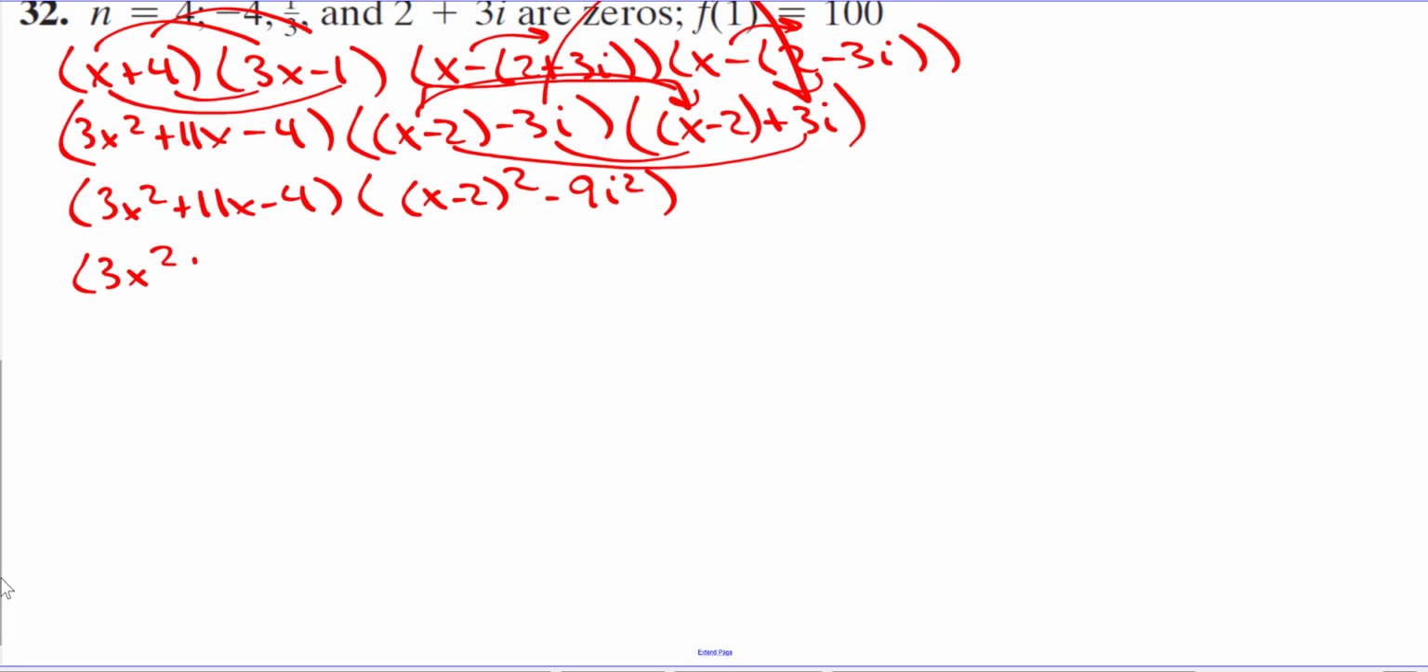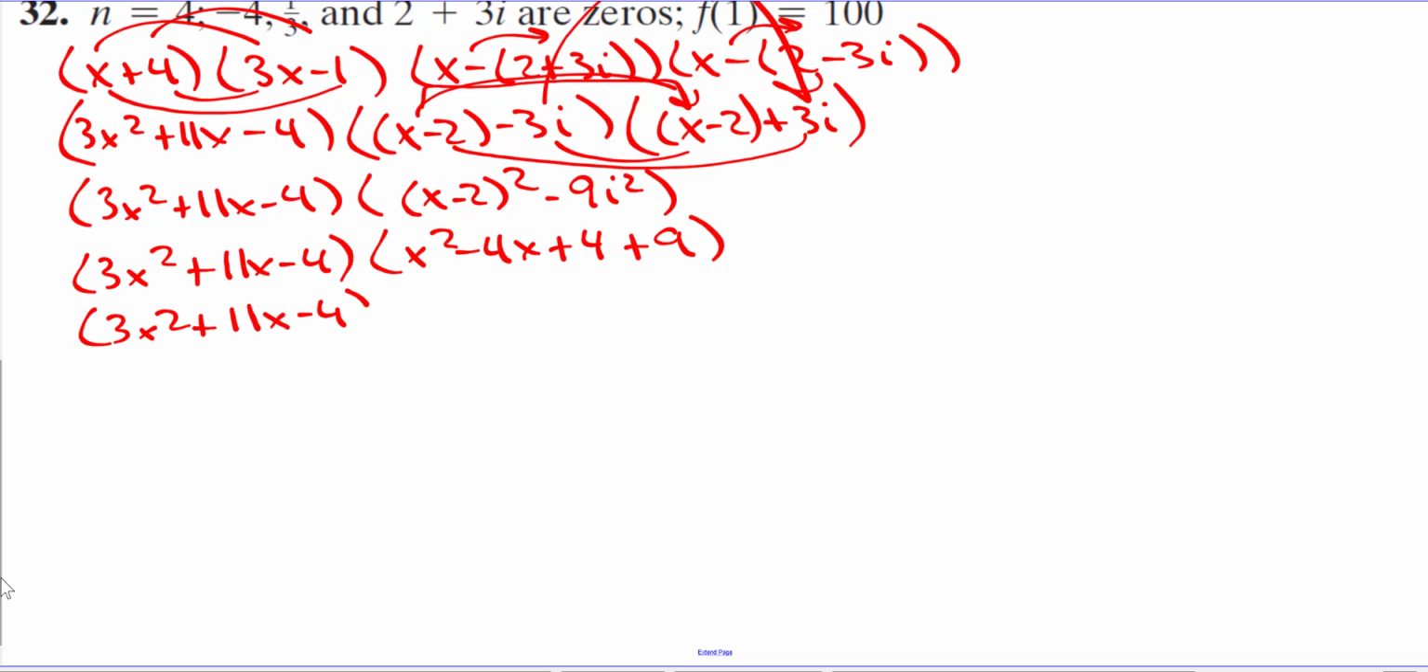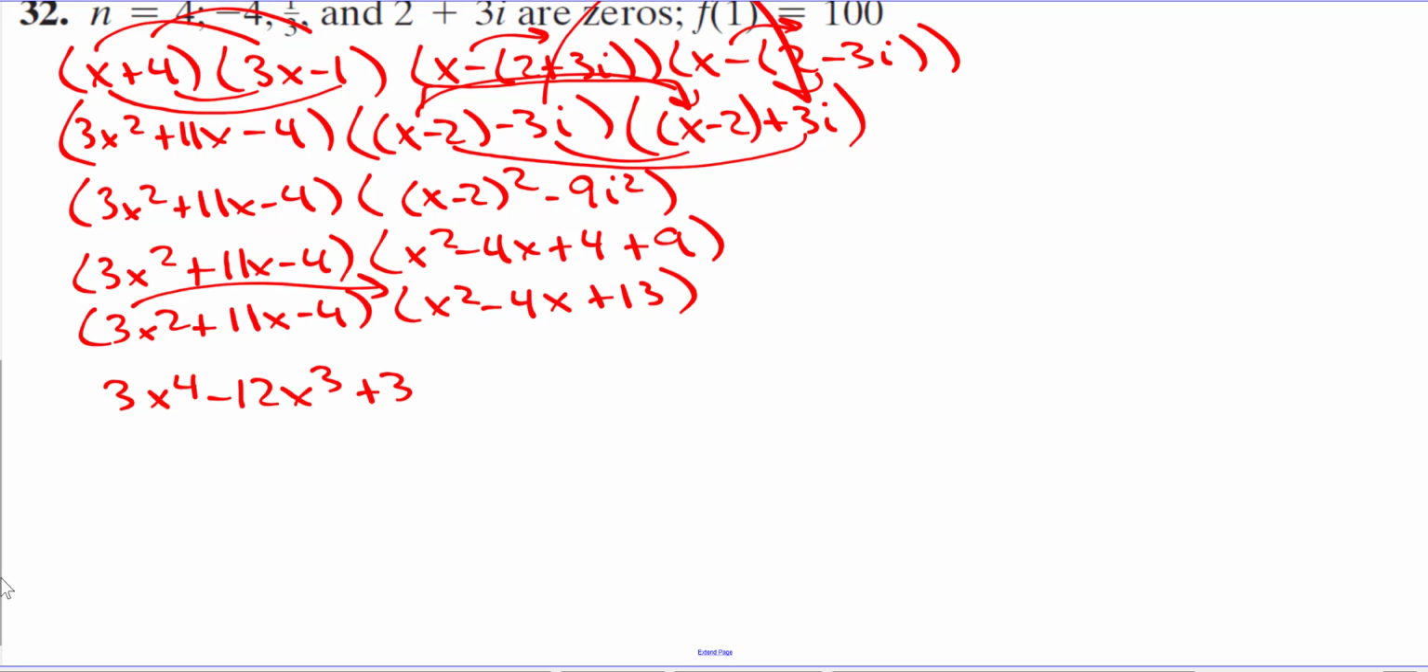Let's just keep bringing this down. We have x squared minus 4x plus 4 plus 9. So now we have 3x squared plus 11x minus 4, times x squared minus 4x plus 13. Let's distribute the 3x squared through. 3x to the 4th minus 12x to the 3rd plus 39x squared. Let's run the 11 through. 11x to the 3rd minus 44x squared.